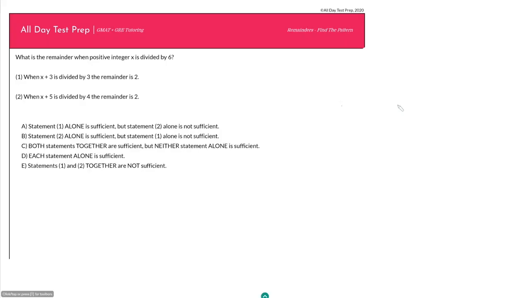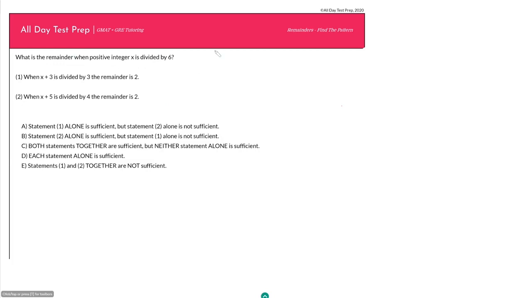GMAT all day. For this last remainder problem, let's take a look at a problem where we sort of have to combine our algebraic translation skills for remainders with being able to find patterns and generate a lot of numbers. And so this problem here says, what is the remainder when positive integer x is divided by 6?